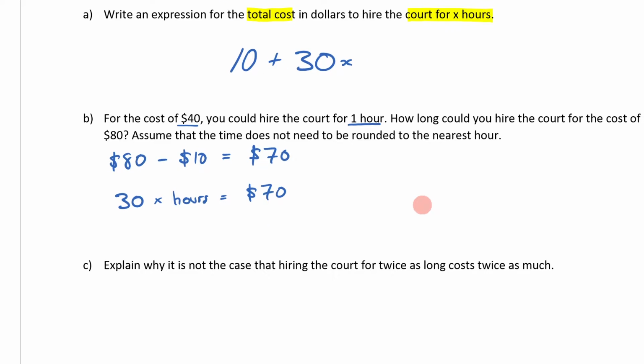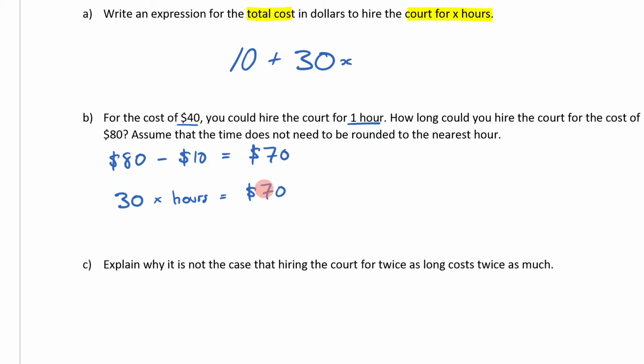Let's imagine for a second that it wasn't 70. Don't write this down, but imagine it was 60. Well, 30 times what is 60? Well, it's going to be 2 because 30 goes into 60 twice. But we're not dealing with 60, we're dealing with 70. So the number's a bit uglier, but the same principle applies.